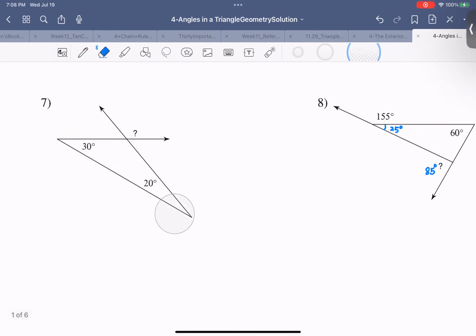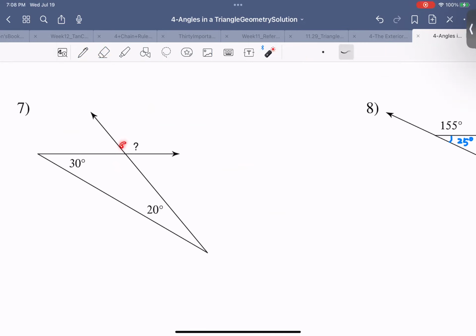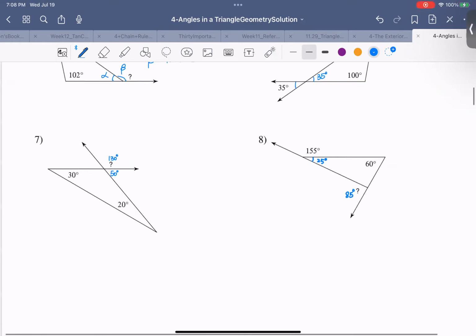Next one. I'm going to erase my work. See here. This guy will be how much? We can get here first, quickly, right? How much is this? 30. This is the exterior angle for this angle, so this will equal the summation of these two, right? So this will equal how much? 50. And then the question mark here will be how much? 130. Good job. Very good.